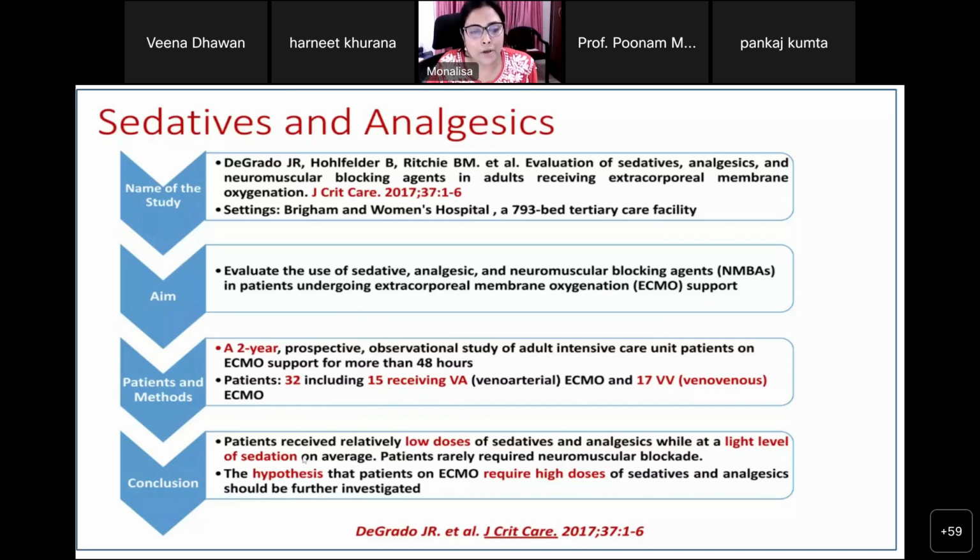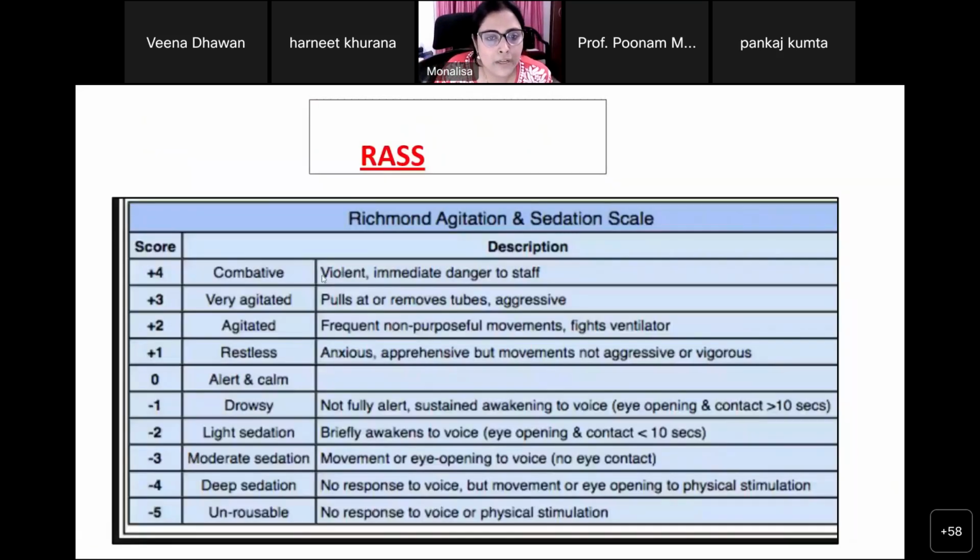What they saw is that patients actually required relatively lower doses of sedative and analgesic, while at a light level of sedation on average. And they rarely required neuromuscular blockade. The hypothesis that patients who are on ECMO are going to require high doses of analgesics and sedatives should be further investigated. This was found by Degrado and published in the Journal of Critical Care in 2017. It's a nice study. If you have time, please go through it.